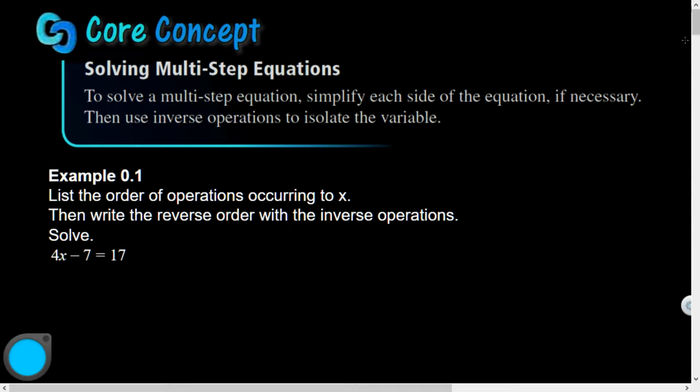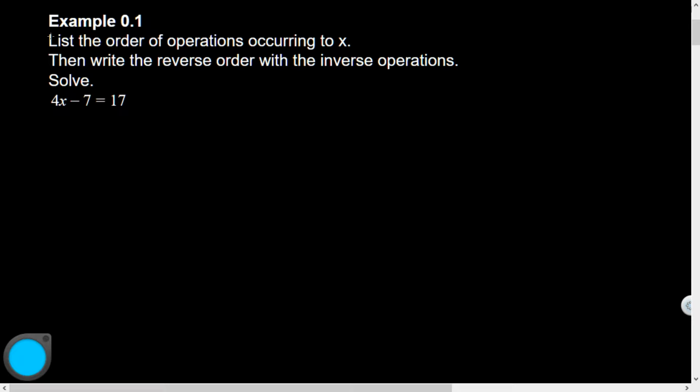So let me ask you this question first. I asked us to list the order of operations occurring to x. So here's x. What's happening to x? Step one, is it being subtracted by 7 or multiplied by 4 first? Which happens first to it, according to PEMDAS? Which happens first, multiplication or subtraction? Multiplication, right? It's being multiplied by 4. And then the next thing that happens to it is being subtracted by 7.